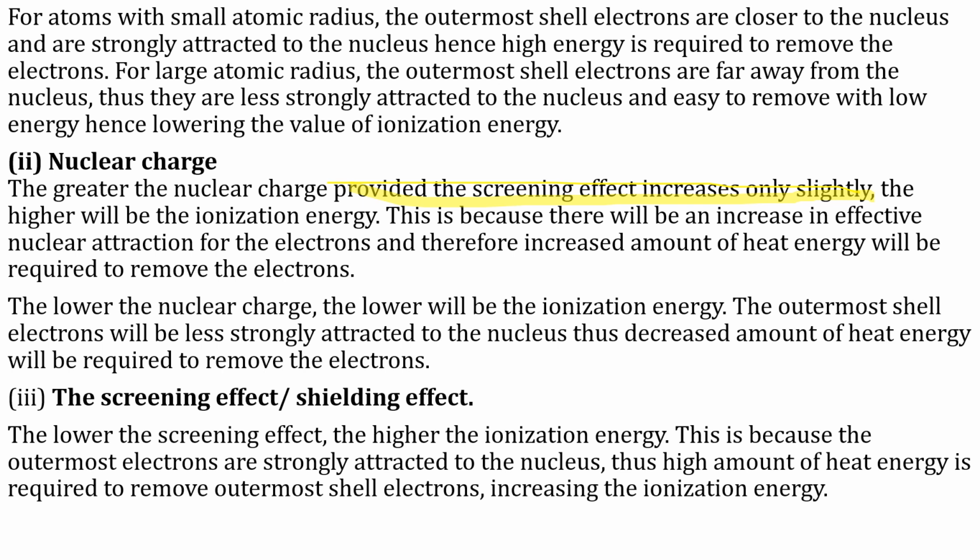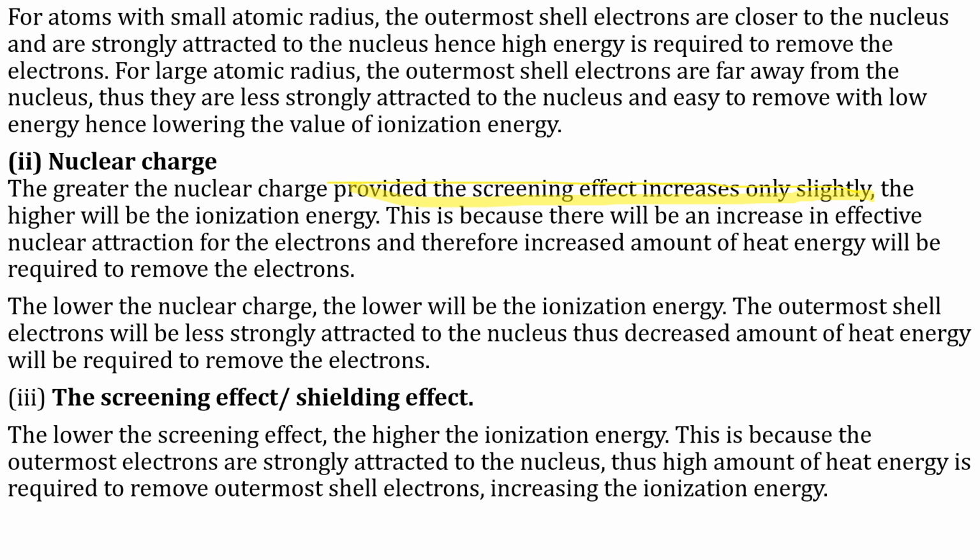The screening effect will only increase slightly if it's across the period, and the reason for that, as I told you, is that we're adding electrons to the same energy level, and the screening effect is increasing because we are always adding protons to the nucleus. So you're saying that the greater the nuclear charge, provided the screening effect increases only slightly, the higher will be the ionization energy. And this is because there will be an increase in effective nuclear attraction for the electrons, and therefore an increased amount of energy will be required to remove the electrons.